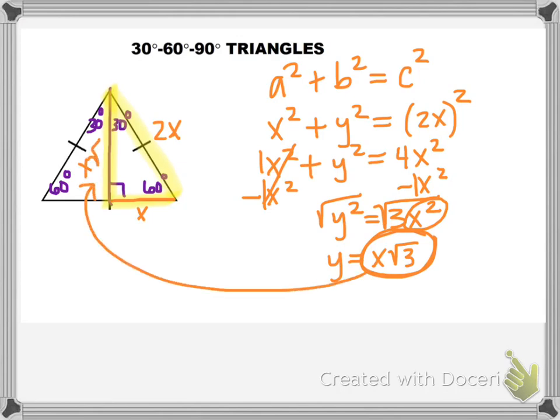Sorry, x square root of 3 is what I meant to say, not 2. I don't know why I said that. So the ratio of the sides from shortest all the way to the longest: the shortest is the side across from the 30, which is x. The side across from the 60-degree angle is x square root of 3. And the hypotenuse, the longest side across from the right angle, is 2x.